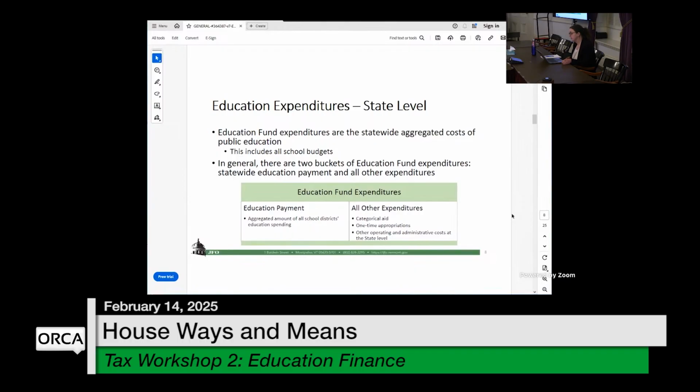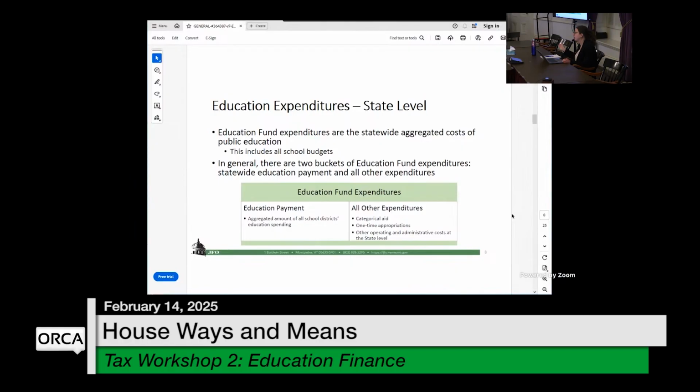And the Ed Fund is essentially the statewide aggregated costs of public education. It includes all school budgets, except for those federal dollars that we're not talking about. And so, again, we can think of the Ed Fund sort of in two buckets. We can think of the first bucket as the education payment. And this is literally the sum of all of the education spending that we just spoke about. Sum of all school districts' education spending.